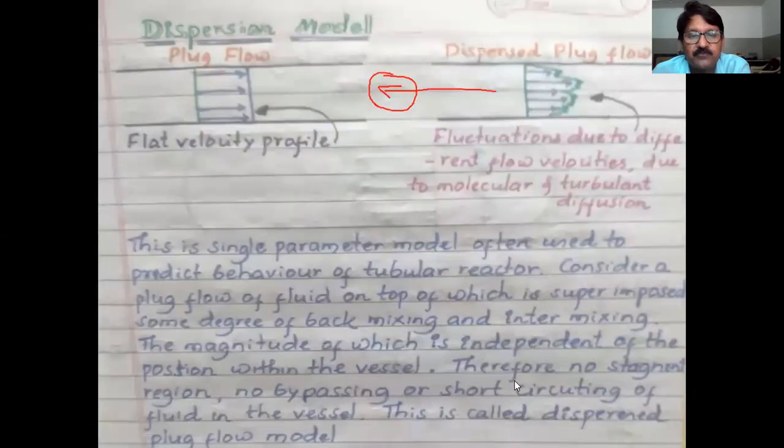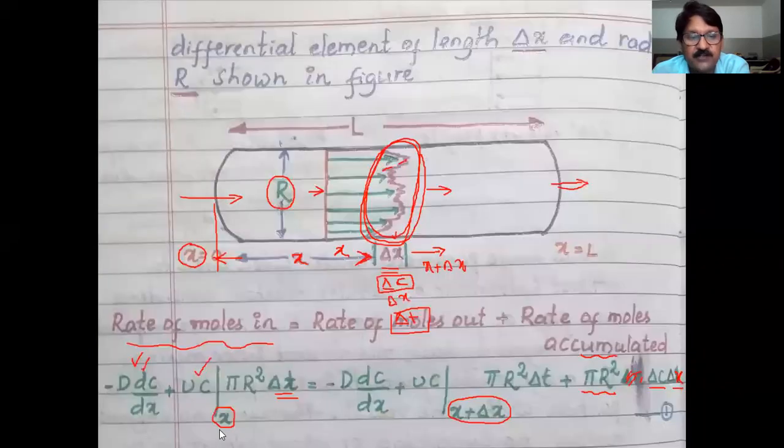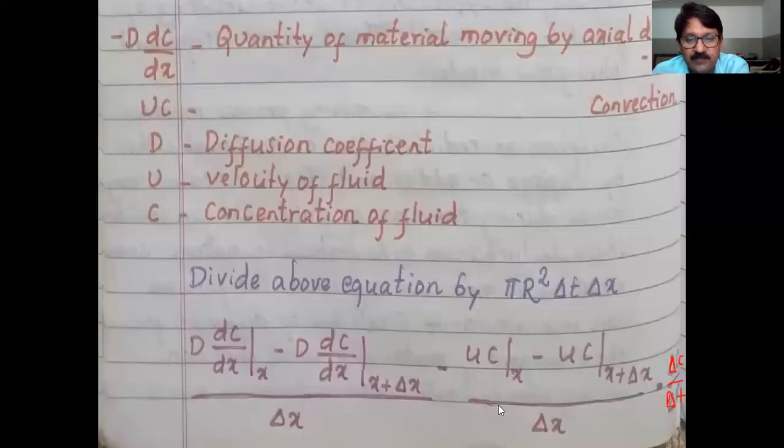So you have to write one more step. For diffusion, it is in and out. For convective flow, it is in and out. So this and this will be combined, and uC will be taken here. So dC by dx at x minus dC by dx at x plus delta x, and uC at x, uC at x plus delta x. Same thing, it is rearranged, at the end equal to delta c by delta t. Don't get confused, very easy.